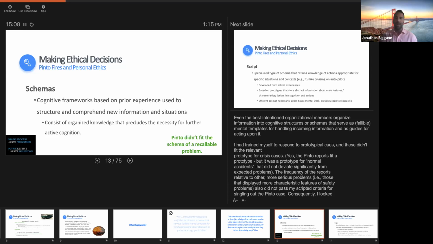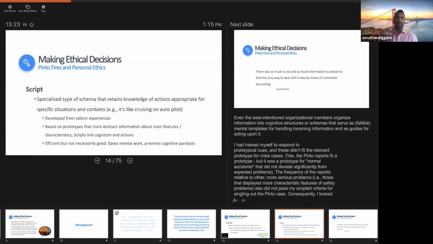So the Pinto didn't fit the schema of a recallable case. In his recallable cases, they generally had a lot of accidents. There were very specific problems that they could point to early on. He wasn't completely aware that this was such a prevalent issue. So based on these schemas, we have scripts.